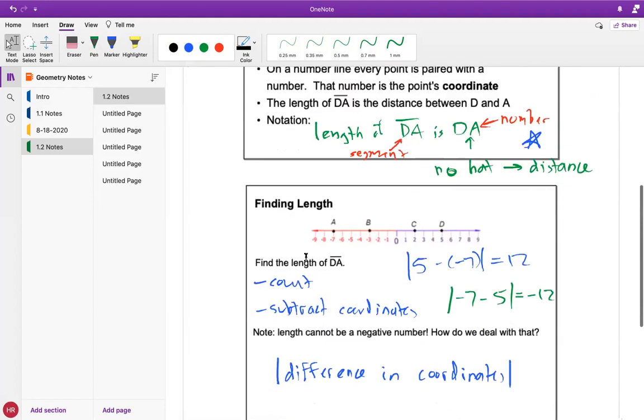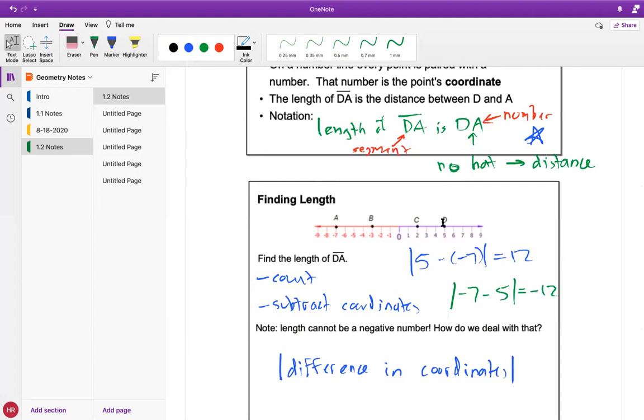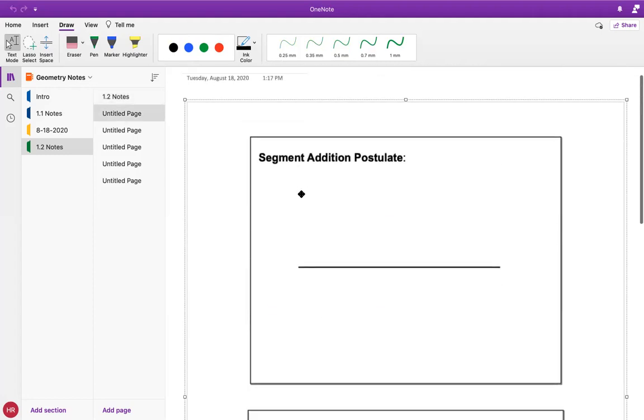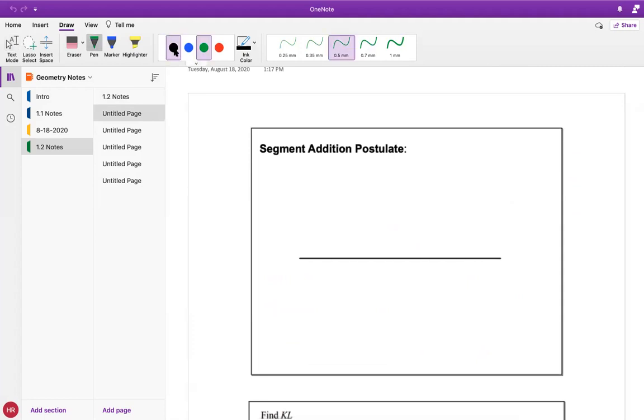So this is nothing really earth-shattering here. You guys know how to find distance on number lines. We're just kind of formalizing it. This is our first postulate. A postulate is a statement about math that we just assume has to be true. You don't prove postulates, you use them to prove other things.